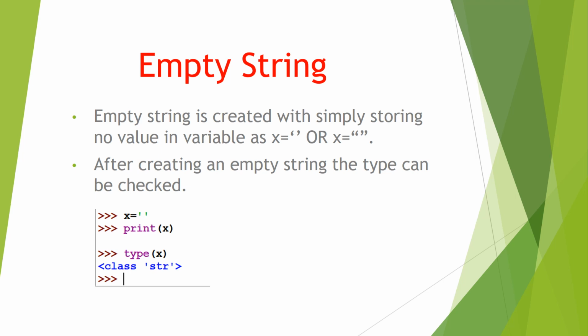Empty string. An empty string can be created by simply storing no value in the variable, as here we have given blank single quotes and double quotes. After creating an empty string, we can check the type of it. So here x has no value, single quote or double quote, print x. You can see that nothing is printed. Now we can check the type. The type function is used, type and the name of the variable, and you can see this is the string type.